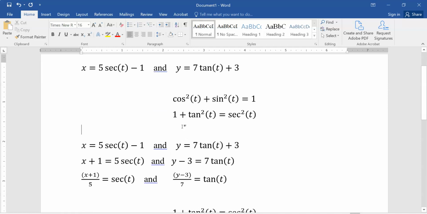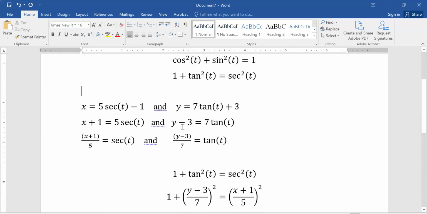Now, solving x for secant is a fairly straightforward process. We're going to add 1 to both sides. You get x plus 1 equals 5 times secant. Then divide by 5 on both sides. You get (x plus 1) over 5 is equal to secant.